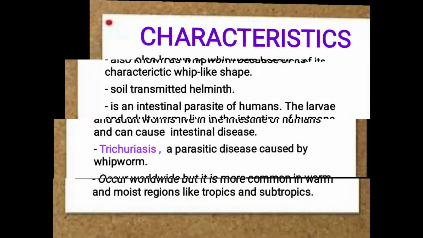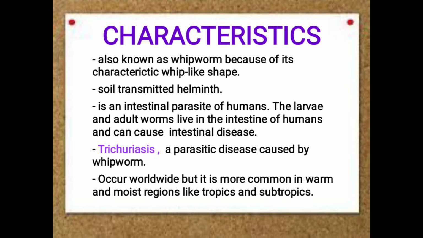So first is the characteristics. Trichuris trichiura is also known as whipworm because of its characteristic whip-like shape. It looks like a whip. It is a soil-transmitted ailment, and also an intestinal parasite of humans. The larva and adult worms live in the intestine of humans and can cause intestinal disease.